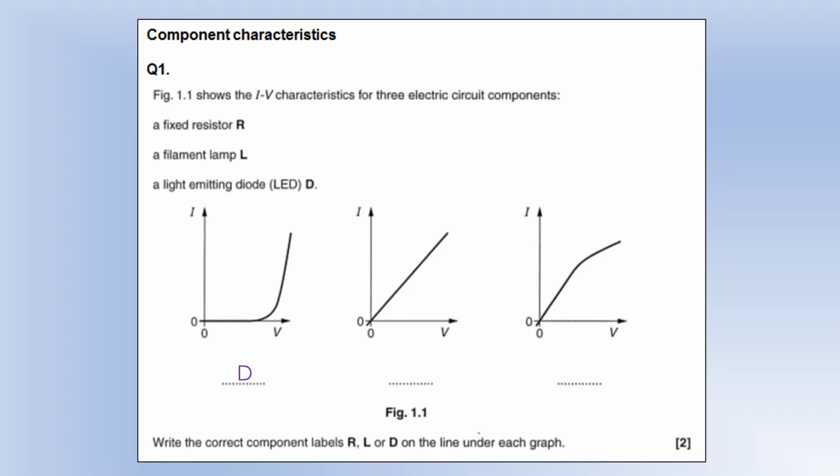The next one, we've got a straight line IV graph, which indicates we've got fixed resistance. So we've got a fixed resistor, and by process of elimination, this one must be L. But we can see that with larger currents, we have a larger resistance, which is consistent with what we know about filament bulbs.